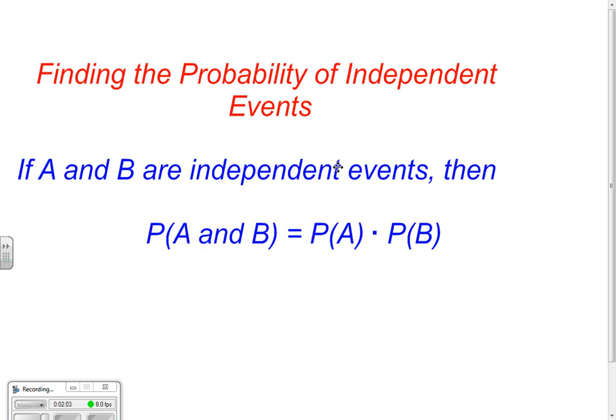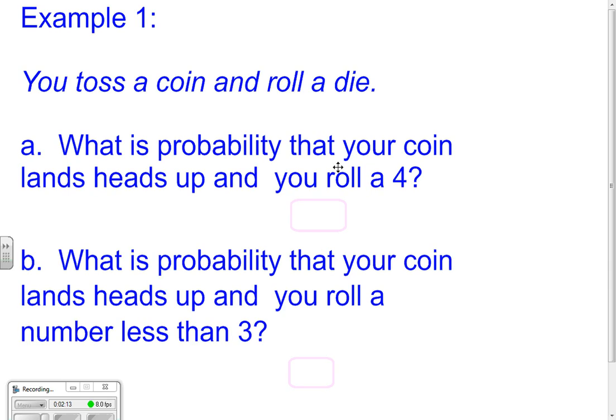To find the probability of independent events, you find the probability of the first one occurring, and then you find the probability of the second one occurring, and you multiply those two fractions together. So, example 1, you toss a coin and roll a die. Letter A, what is the probability that your coin lands heads up and you roll a 4? So first do the probability that your coin lands heads up. So that's heads over total. There's one heads over two total options.